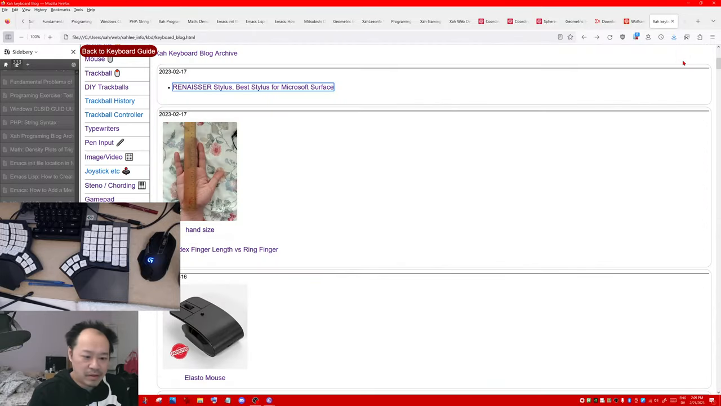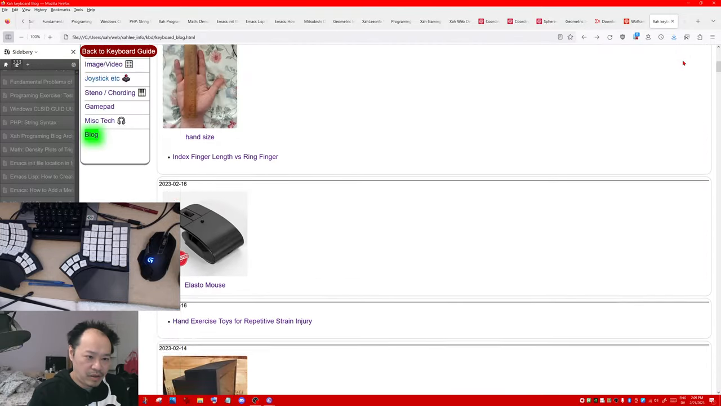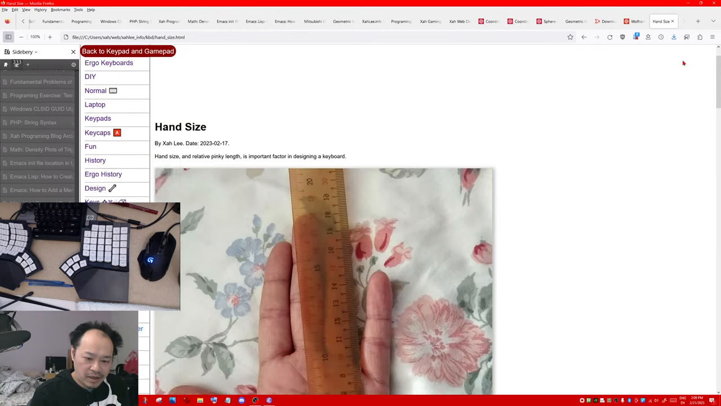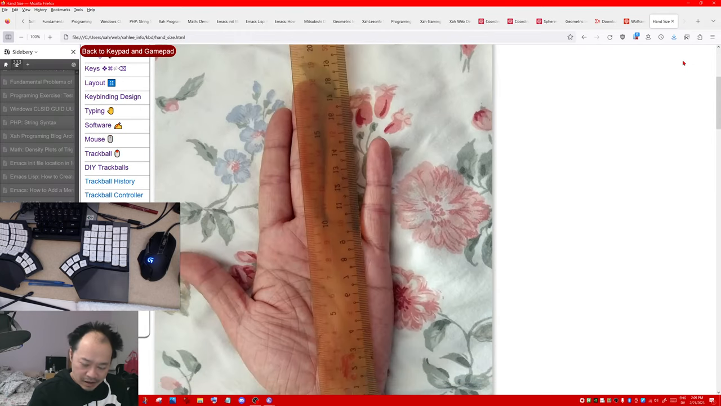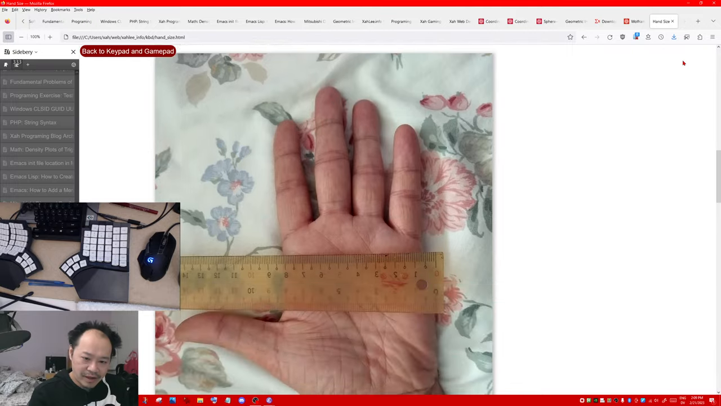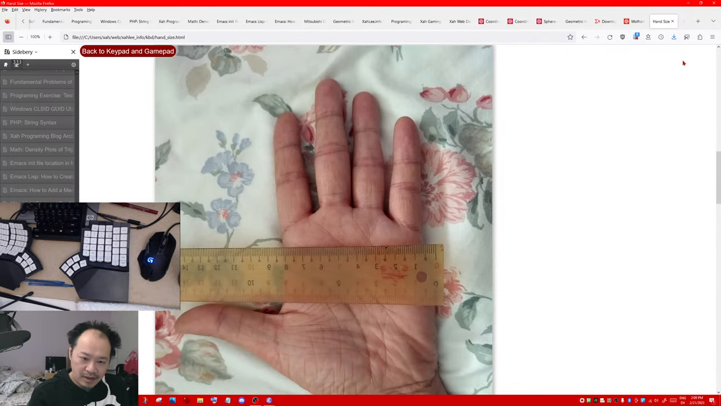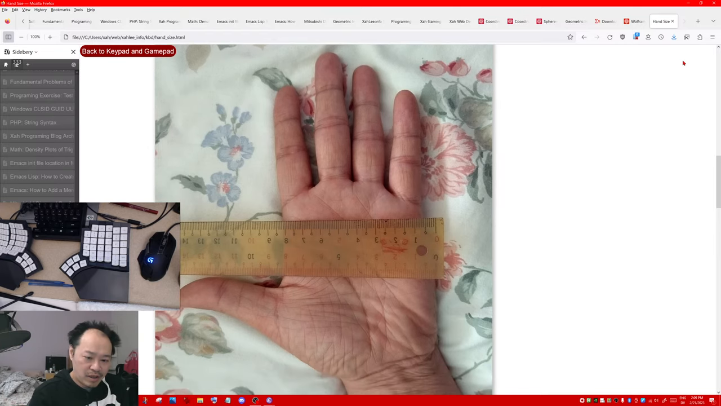Okay, so let's go back. With this keyboard, there is also the interesting thing about finger length, the relative length of your pinky with respect to the ring finger. One interesting thing to check is whether your pinky is longer than the last knuckle of your ring finger. Different people differ.